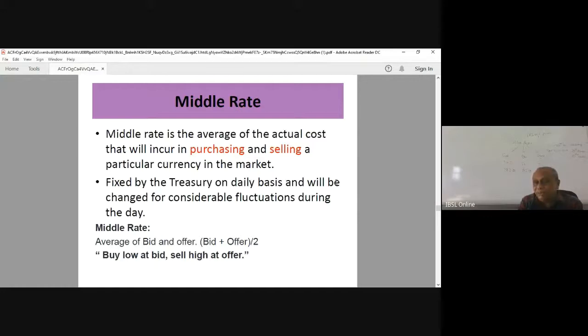The last row is a golden statement. If you have printed this, highlight it. Buy low at bid, sell high at offer. Buy low at bid and sell high at offer. Then only the bank can make the maximum profit. The method: 183, 187. Always buy low. When you buy, try to go to the lowest possible rate, and when you are selling, try to go to the highest possible rate. Sell high at offer.